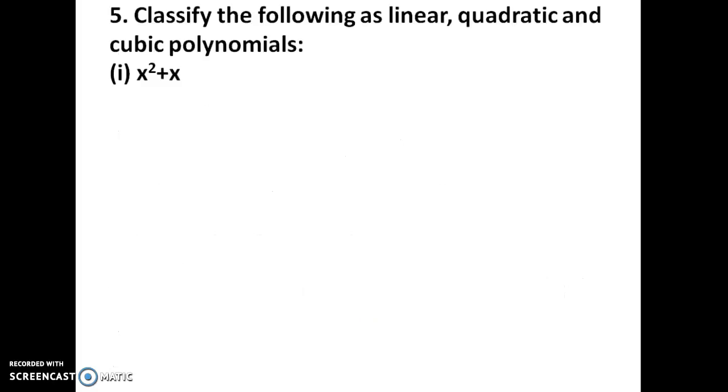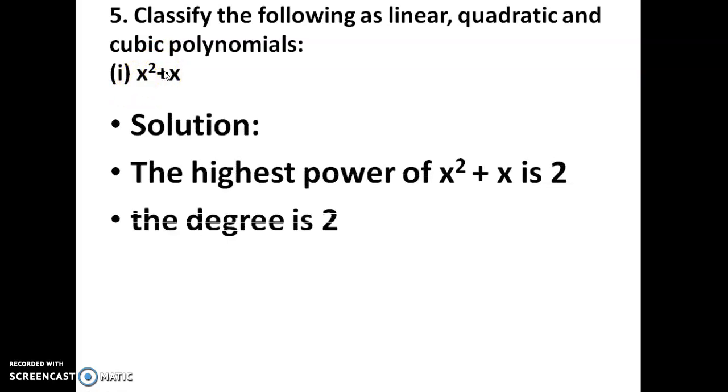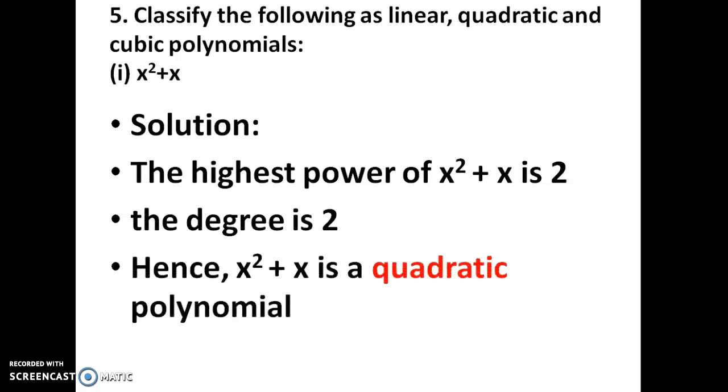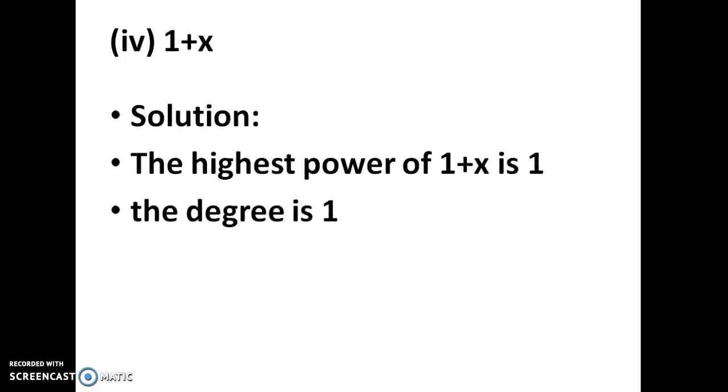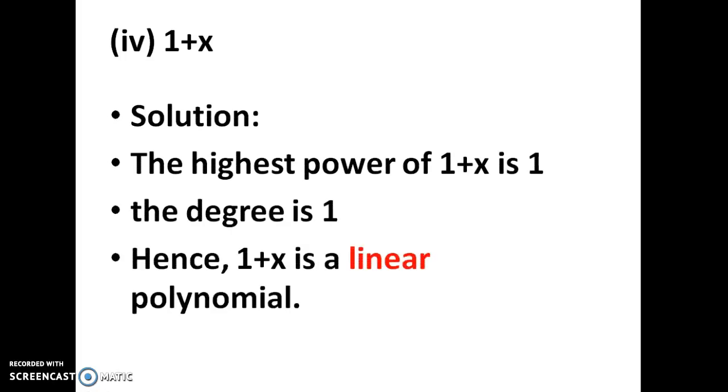Classify the following as linear, quadratic and cubic polynomials. Quadratic means power is 2, linear means power 1, cubic means power is 3. So here it is 2. The highest power of x in x square plus x is 2. The degree is 2, so this is a quadratic polynomial. By seeing the highest degree, you can say what equation it is. Then 1 plus x. What power is it having? It is having power 1. That means it is a linear polynomial.